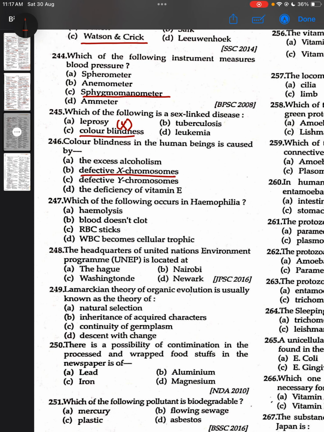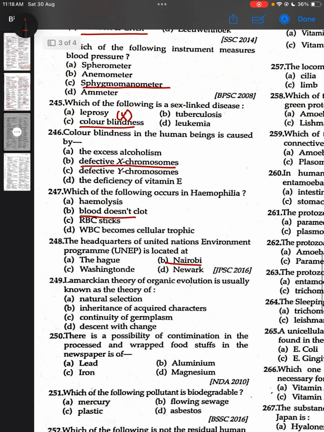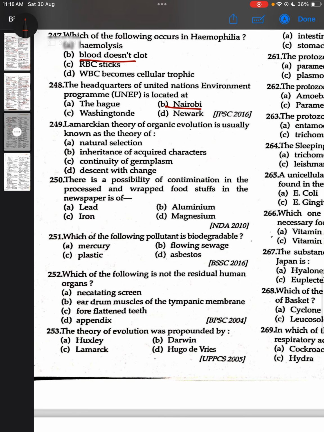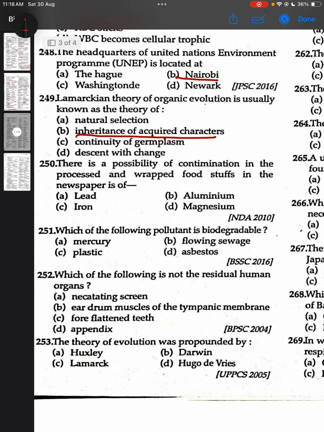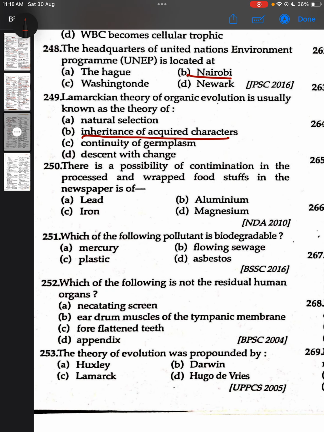Which of the following occur in hemophilia? Blood does not clot. The headquarters of UNEP is located in Nairobi, Kenya. Lamarckian theory of organic evolution is usually known as the theory of inheritance of acquired character. There is a possibility of contamination in processed and wrapped food stuff in newspaper is of lead. Which of the following pollutant is biodegradable?